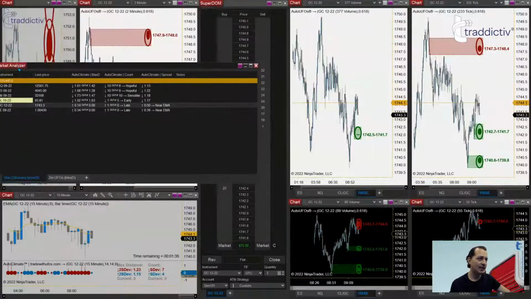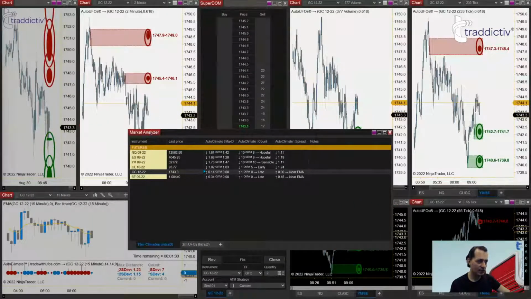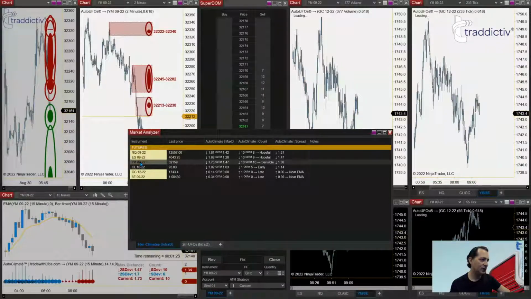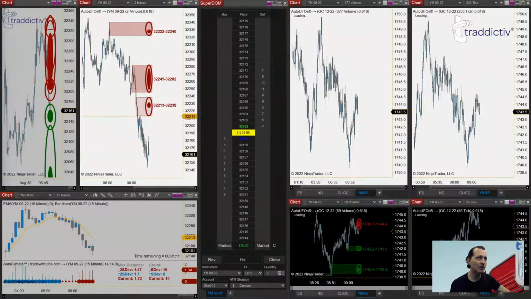And let's take a look at what is available. Okay, hopeful and sensible with the YM, but we are very far from the EMA. 134 is very far from the EMA, so it may take a while for price to come. So the more sensible thing to do now is just to wait. In 1 minute and 10 seconds, our 15-minute time frame will update and all the climates will be recalculated, and we may find new opportunities. So let's wait for that.